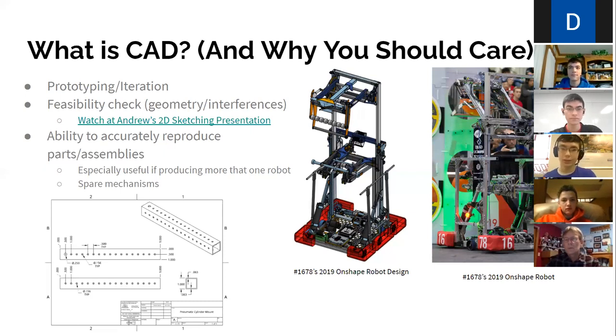It's going to be very useful for you guys to be able to design mechanisms even when they have really close tolerances. It also is really useful because you're able to accurately reproduce parts and assemblies. This was more important in years past before Bag Day, when teams would usually make more than one robot. However, it's also very useful for creating spare mechanisms and spare parts for things that may break in competition.